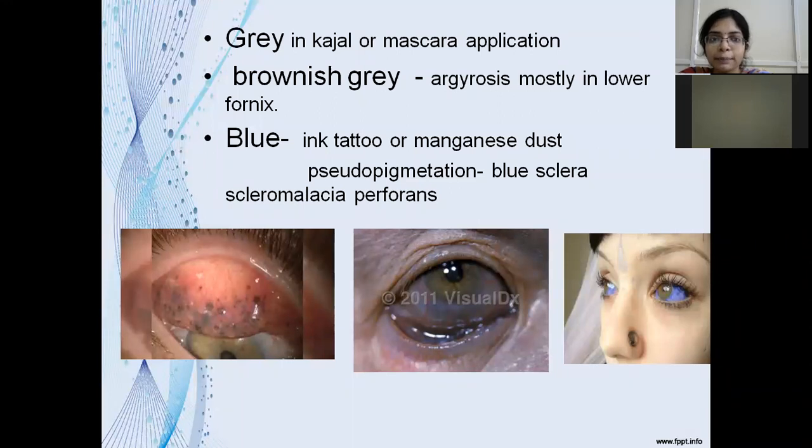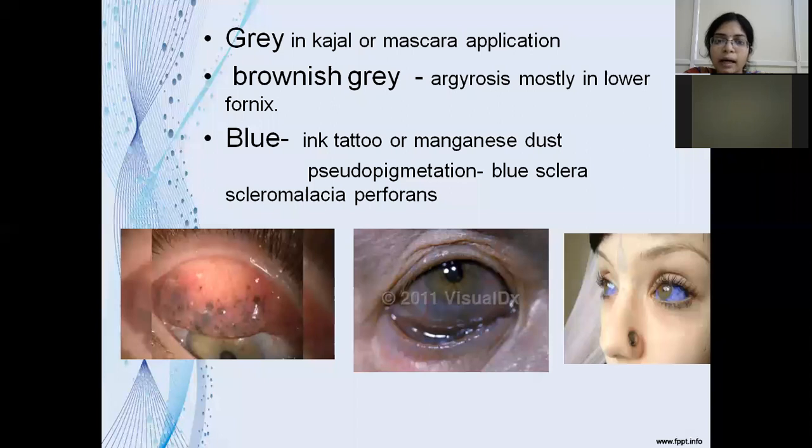Now, in the second picture, what is argyrosis? Argyrosis is nothing but when the patient uses silver nitrate drops for a long time, and this will cause a brownish gray pigmentation, especially in the lower fornix part. So that is argyrosis. Now, when does a patient develop blue conjunctiva? Suppose the patient, for some cosmetic purpose, gets some ink injected under the conjunctiva. So he gets a tattoo, then he develops a blue conjunctiva.